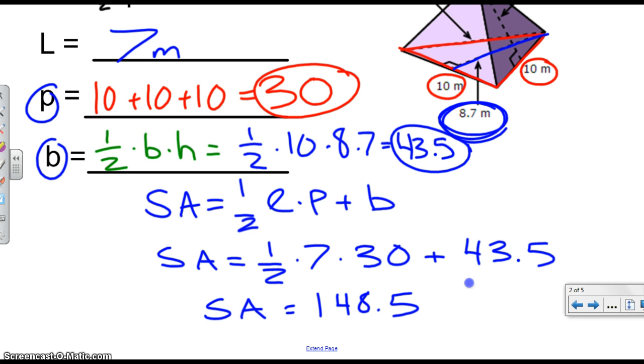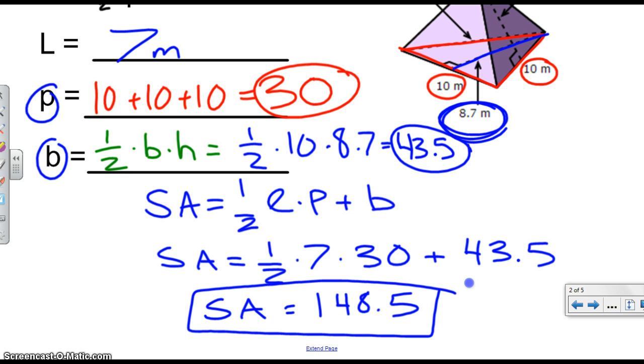So there you go, 148.5. Just use the formula, plug it in. Remember what P and B are. L is just the slant height. Wait, what's the P represent again? The P is the perimeter of the base. And what's the B? The B is the area of the base.